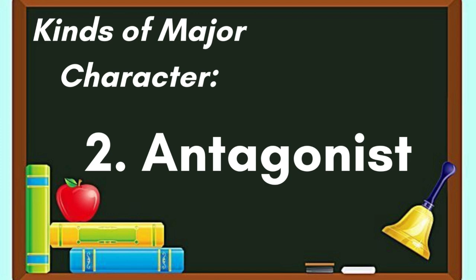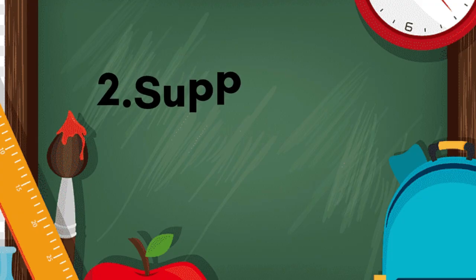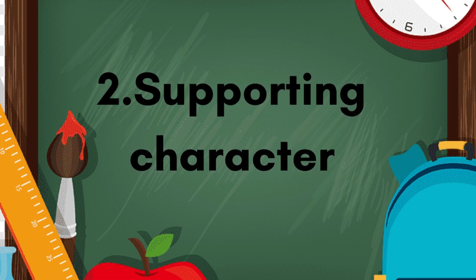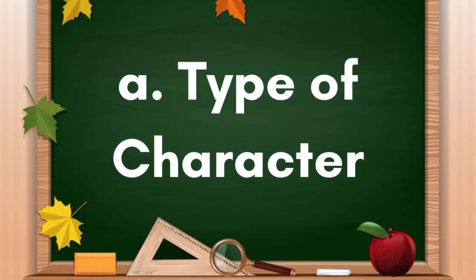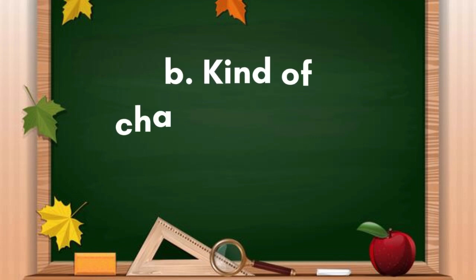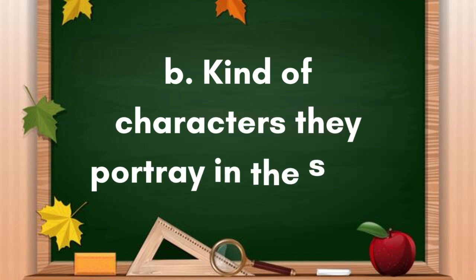The second type of characters is supporting character. Supporting character supports the major characters either in good or bad ways. Learners, remember, characters in a story can be described based on the A. type of character, B. kind of characters they portray in the story.